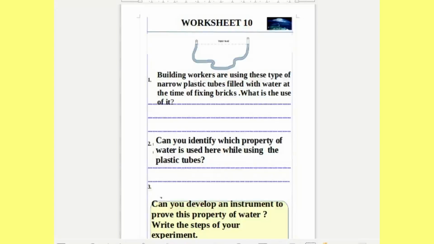Worksheet 10. Building workers use this type of narrow plastic tube filled with water at the time of fixing bricks. What is the use of it? Can you identify which property of water is used here while using the plastic tubes? Can you develop an instrument to prove this property of water? Write the steps of your experiment.